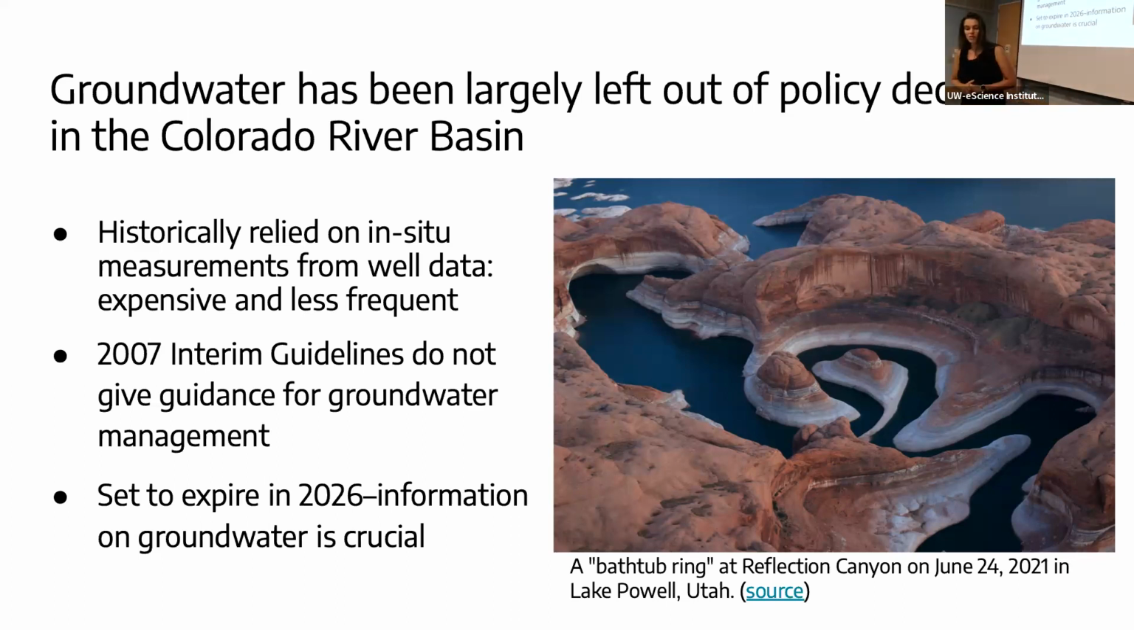I want to point now to the right-hand side picture here, which shows a bathtub ring at Reflection Canyon in June 2021 in Lake Powell. And really emphasize here the surface water component, which has largely been the focus of a lot of previous policy decisions. As mentioned in the slide, the 2007 interim guidelines were a set of guidelines established to manage water during drought and water scarcity in the region.